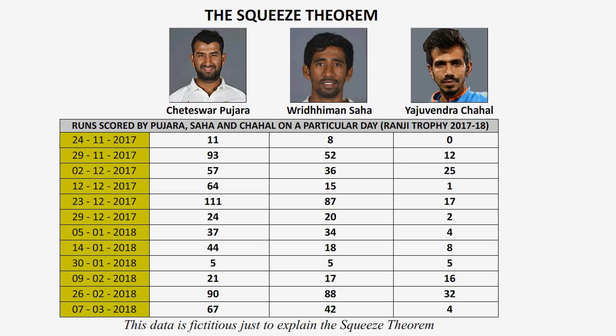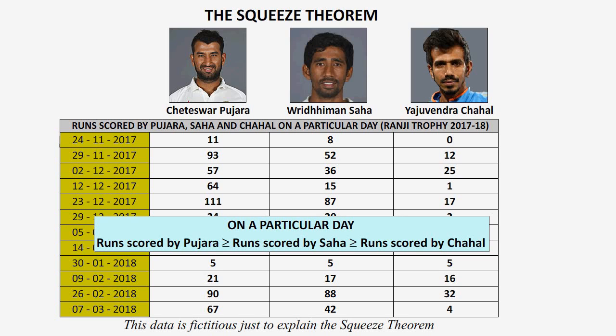After collecting the data, we analyze it and reach the conclusion that on a particular day, Chahal has not scored more runs than Saha, and Saha has not scored more runs than Pujara. Or in other words, we may say that on a particular day during last year's Ranji Trophy tournament, runs scored by Pujara is greater than or equal to runs scored by Saha, which is greater than or equal to runs scored by Chahal.